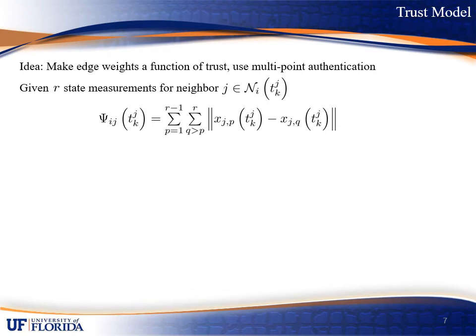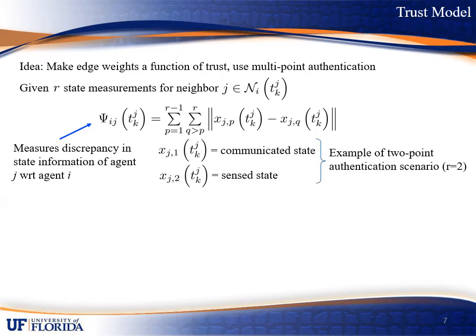Specifically, given R state measurements for agent j, which is a neighbor of agent i, the disagreements between all R state samples of agent j is computed as depicted here. Note that the double sum enables the computation of the pairwise difference between all R state samples of the state of agent j at broadcast time t_k^j. Hence, Psi_ij measures the discrepancy in state information of agent j with respect to agent i.